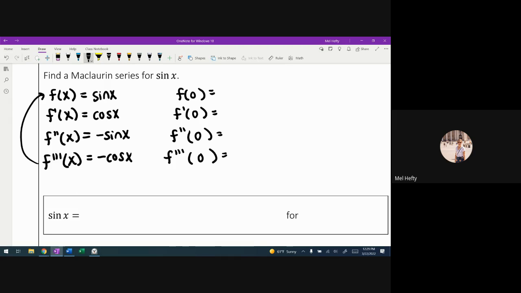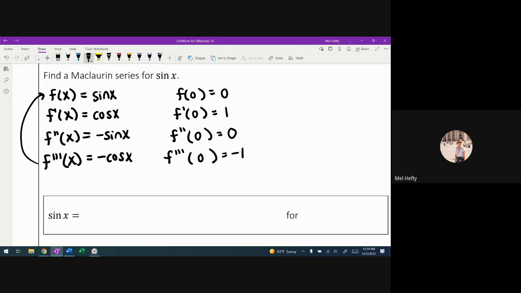All right, what's sine of 0? What's cosine of 0? What's negative sine of 0? What's negative cosine of 0? Wow, all right. So let's talk about writing out these terms. Now, when I write out a Taylor series, unlike your notes check where I said it was okay, here I don't want to write terms that are 0. I just don't want them there.